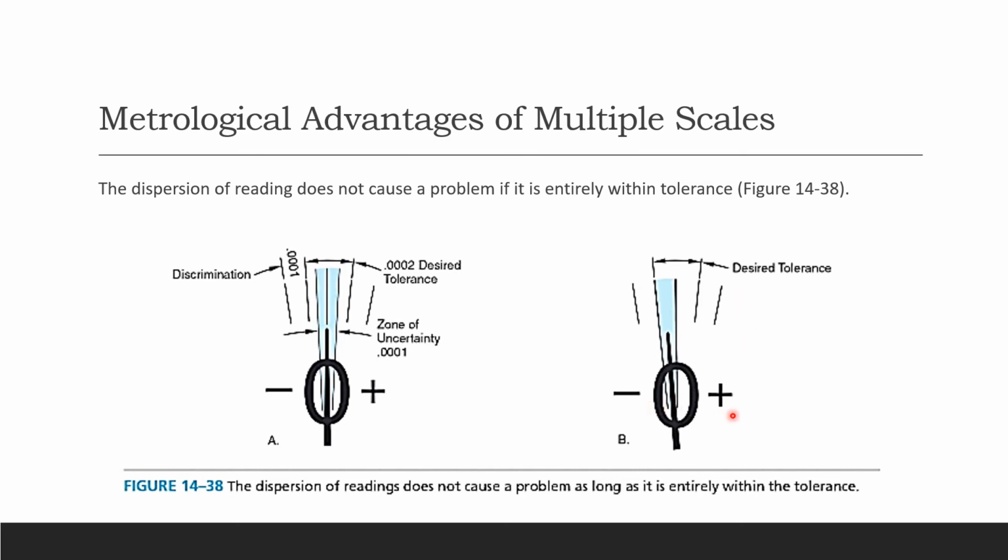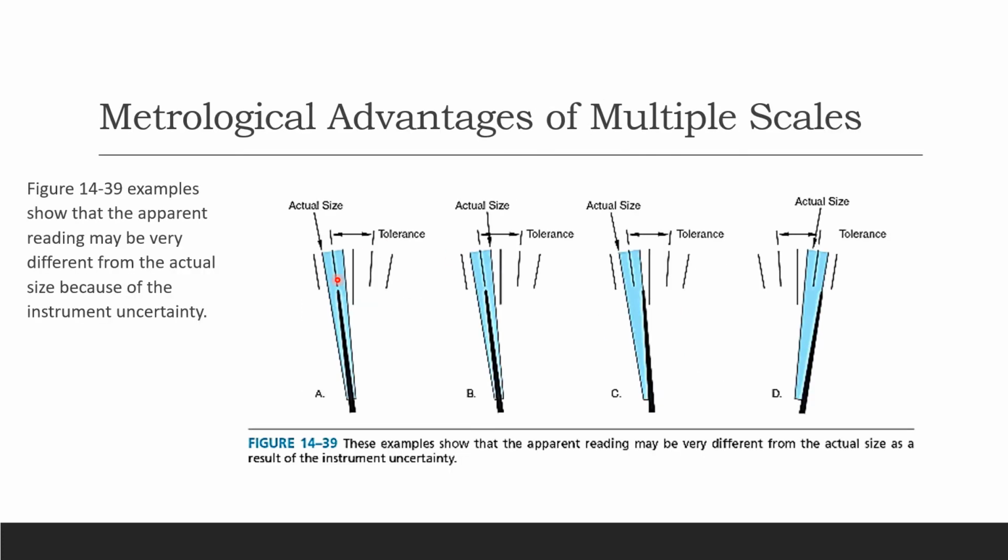Here is a minus and plus; that's your tolerance zone. And we can see the reading right in here, but it's okay. Here are examples showing that the apparent reading may be very different from the actual size because of the instrument uncertainty. You have your actual size and you're measuring it, and you're going to get your reading, which is your apparent reading. That's because the instrument uncertainty is there with the instrument. So your apparent reading is not going to justify your actual size.